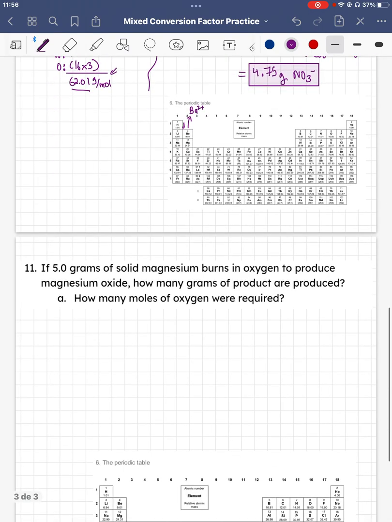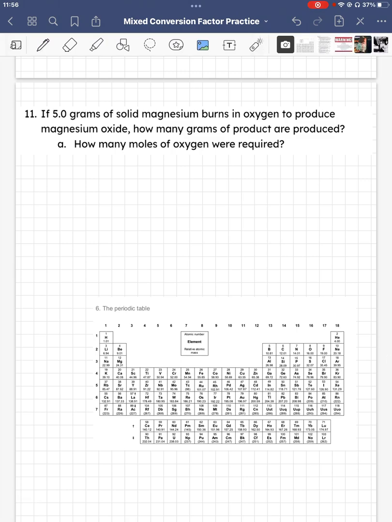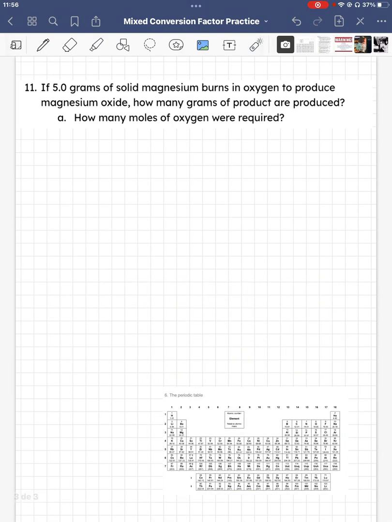All right. Okay, one more that you asked me to go over, and that's number 11. If 5 grams of solid magnesium burns in oxygen to produce magnesium oxide, how many grams of product are made? So when there's a reaction, I always start by writing out the reaction. So I have magnesium solid plus oxygen gas yields magnesium oxide.